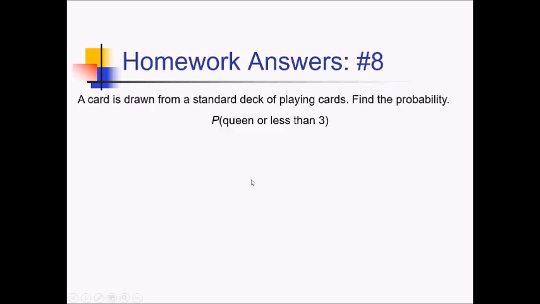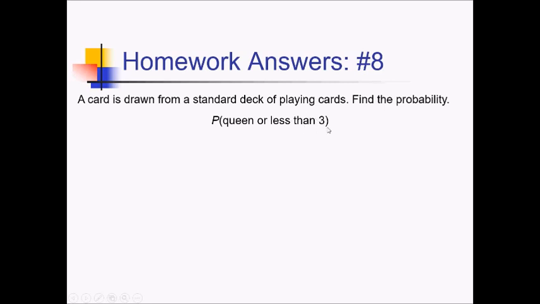On this problem, we have a card drawn from a standard deck. We want the probability that it is a queen or it's less than 3. Since we have an OR, we're going to be adding probabilities together. Now, is there any overlap between these groups that we have to subtract? Can a card be a queen and also less than 3 at the same time?